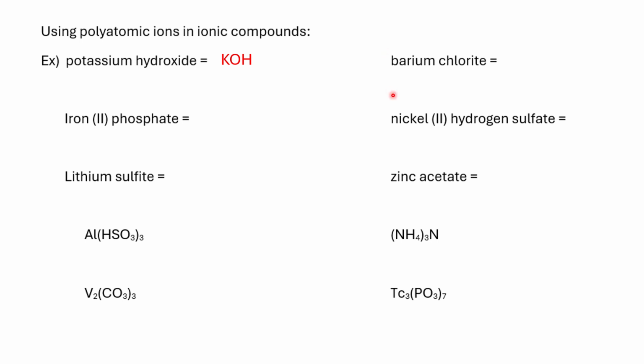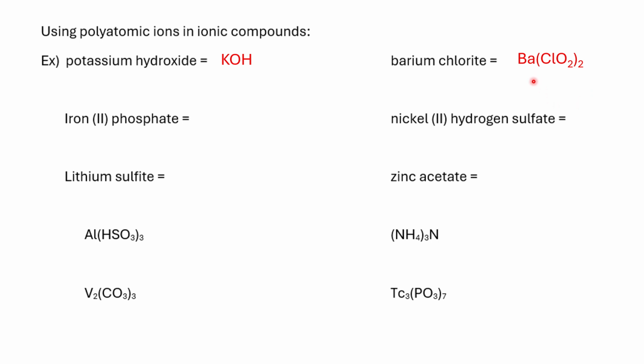All right, and then barium chlorite. So let's think about what is the charge on barium, right? It's in group 2, so that's going to be a +2 charge. Chlorite, if you find it on your table, it is ClO2 with a 1- charge. So we are just going to treat it like a monatomic ion. We have to balance the charges out to 0. So if barium is +2, I'm going to need 2 of the -1 chlorites to balance that out.